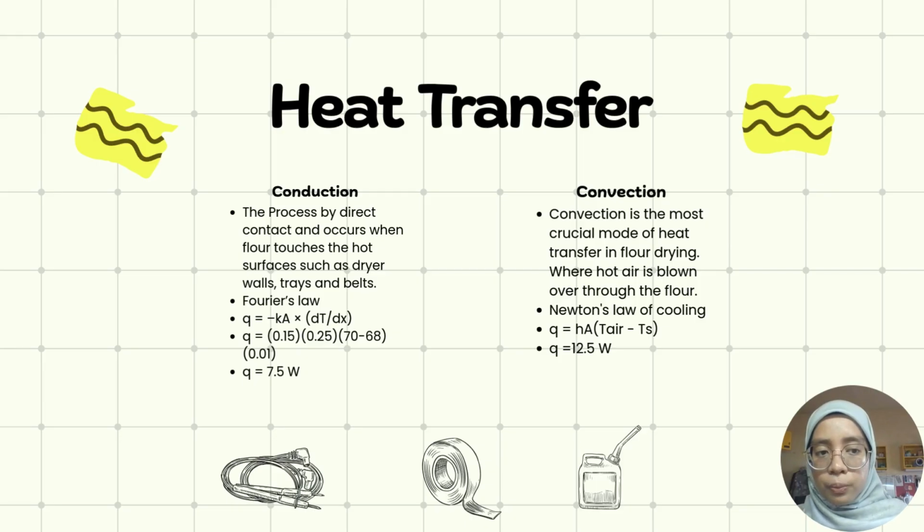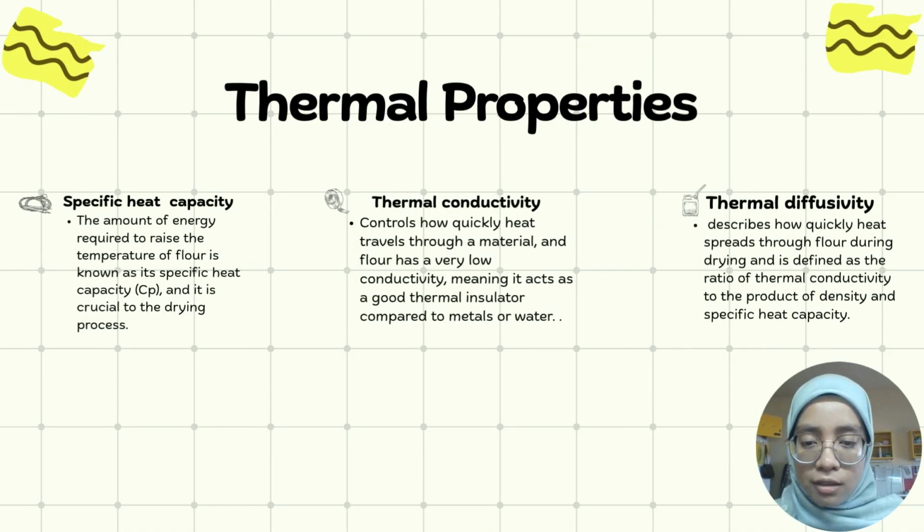Heat was transferred from air to flour particles that cause evaporation of surface area, and it can be calculated by Newton's law of cooling. Next, for the thermal properties, there are three properties. The first one is specific heat capacity, which is the amount of energy required to raise the temperature of flour, and it's known as its specific heat, Cp, and it is crucial to the drying process.